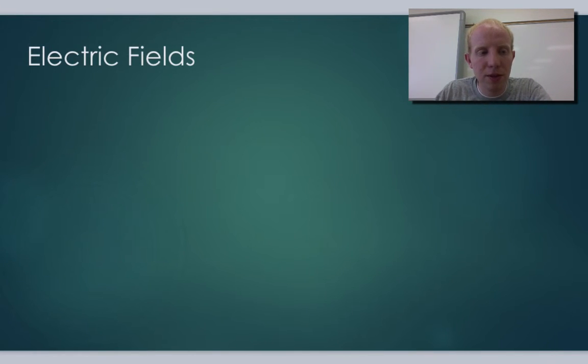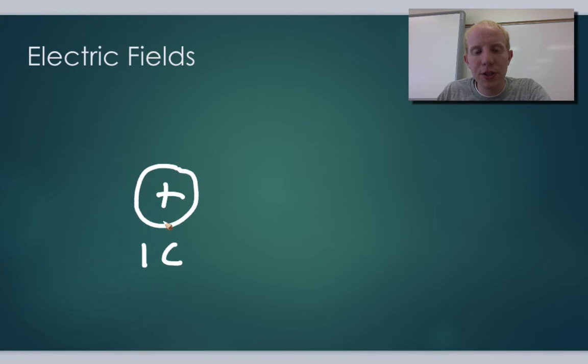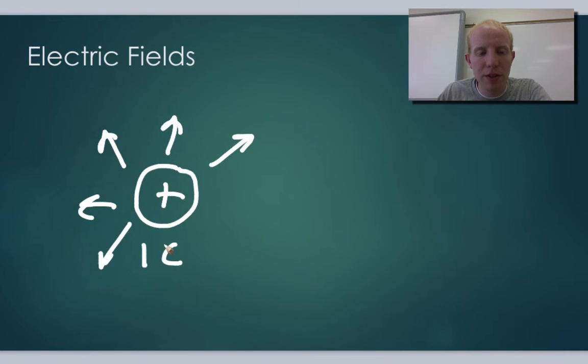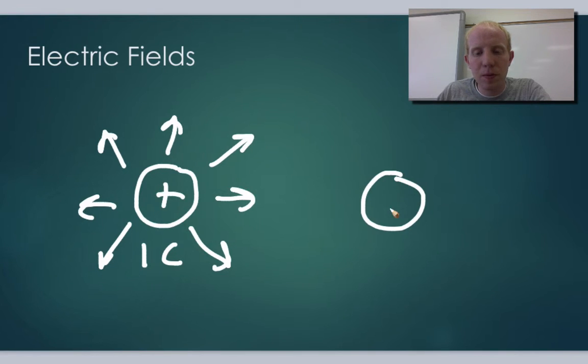So let's go back to our 1 Coulomb positive charge right here. If it's just sitting here, we know that the arrows are going to be pointing out like this, because any charge would move out away from this one nearby. But let's say now there's another positive charge right here, and it also is emanating out like this.